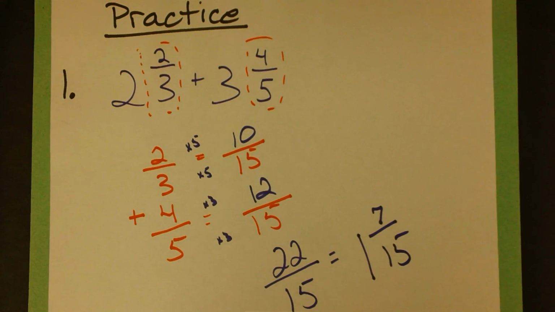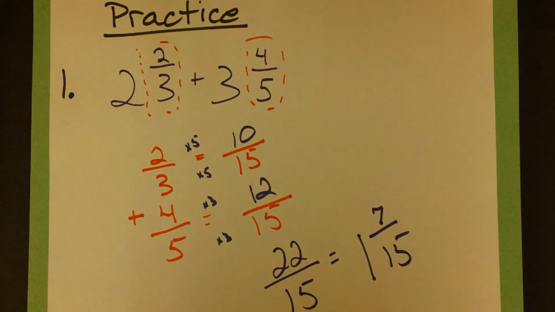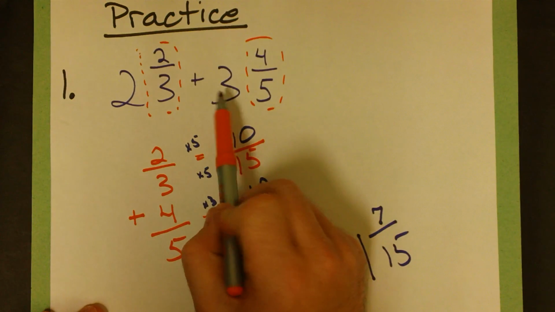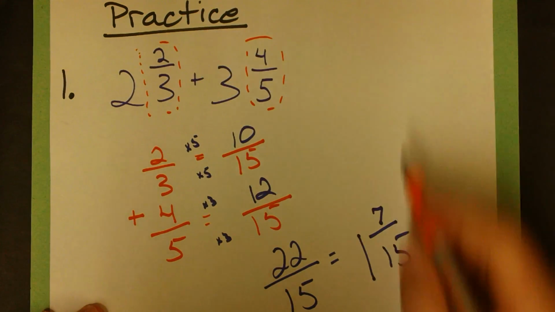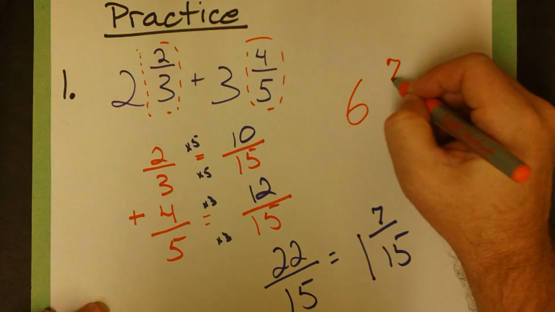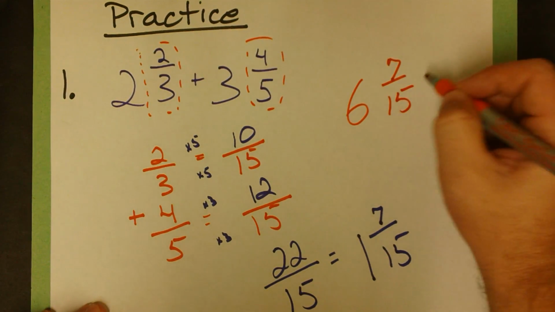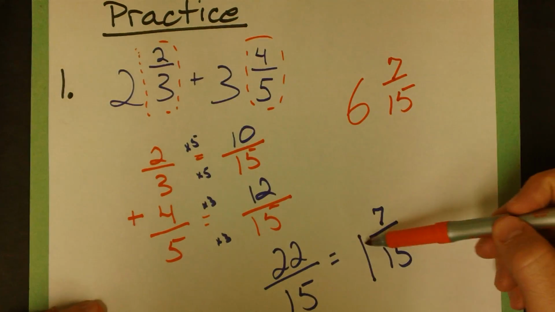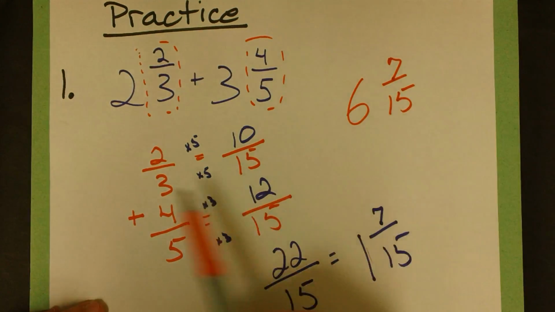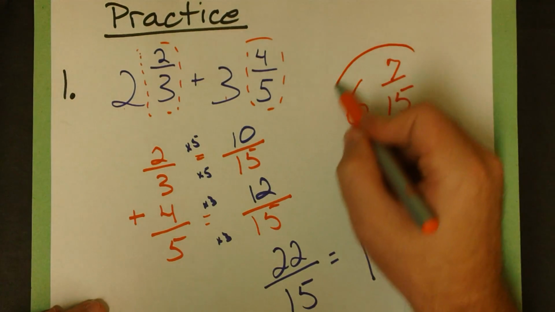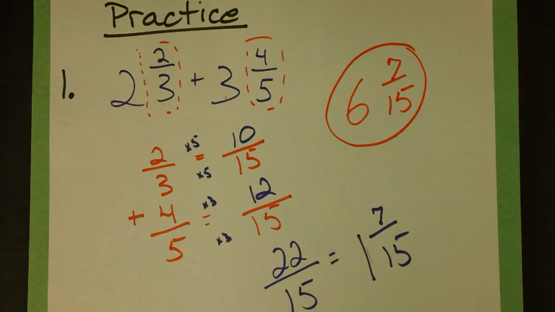So now what you can do is go back to the original. We have 2 plus 3 is 5, plus 1 is 6, and then we have the fraction 7/15. So what we did is we separated the fractions and combined them and got 1 and 7/15, and then we combined that with the whole numbers 2 and 3, and our final answer was 6 and 7/15.